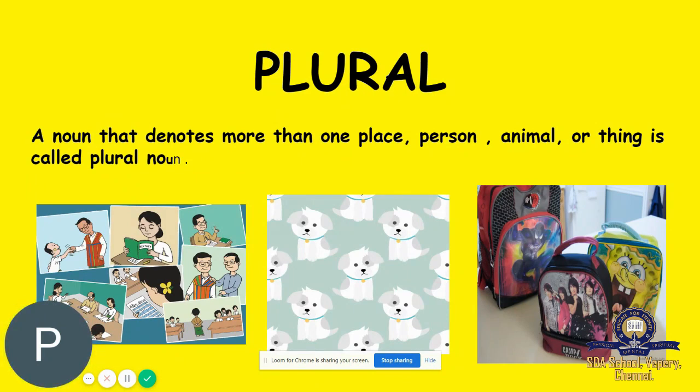Next, we are going to learn about plural. A noun that denotes more than one place, person, animal, or thing is called plural. In the first image, you can see more than two persons. So we have to pronounce it as teachers. In the next image, you can see more than one dog. We have to pronounce it as dogs. In the next image, you can see more than two things. So it has to be pronounced as bags.